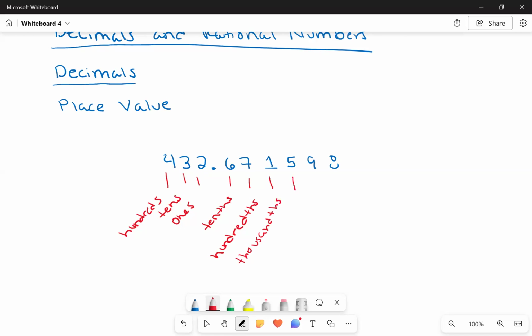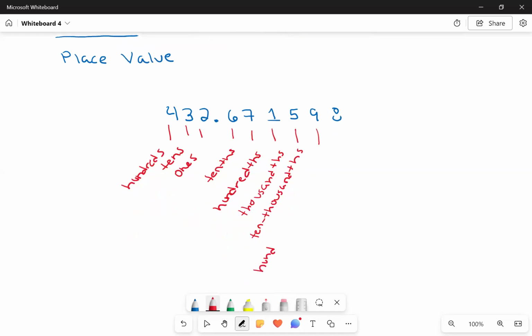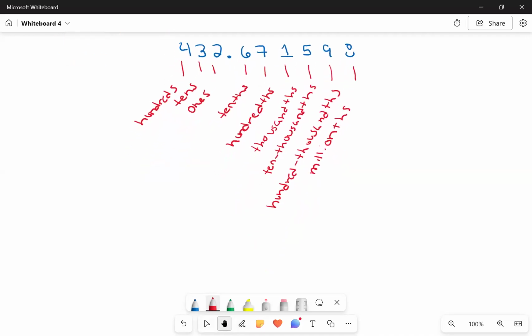Then we go to ten thousandths, and then hundred thousandths. I need to give myself even more room. And then the last 8 is in the millionths place. I hope we get the pattern. It keeps going in both directions based on how many numbers we add. Leave a little space between this and what we're about to talk about.